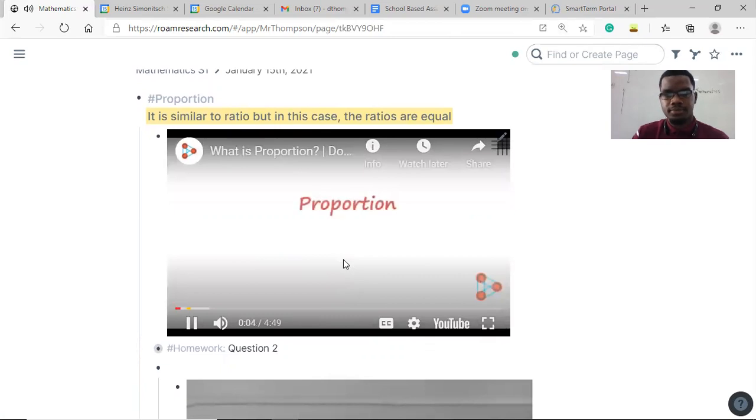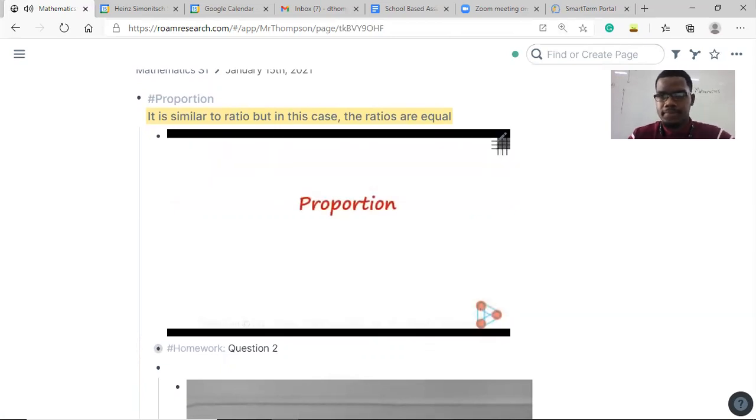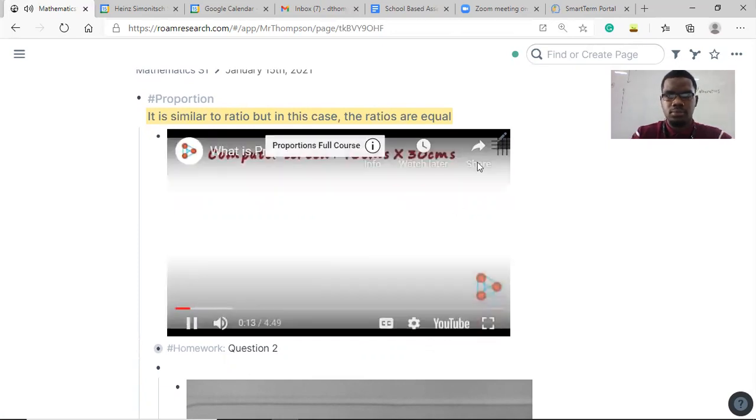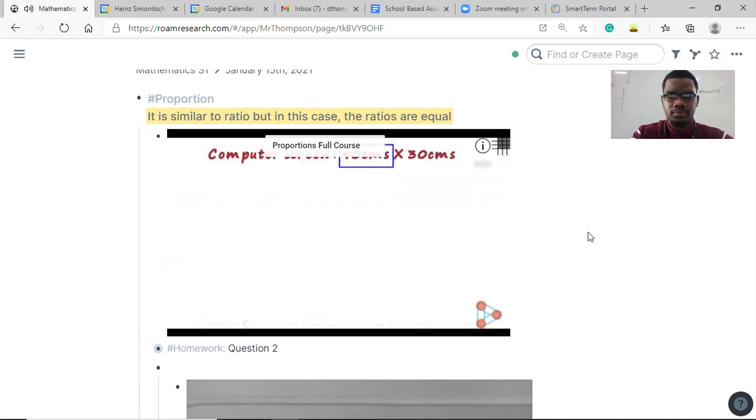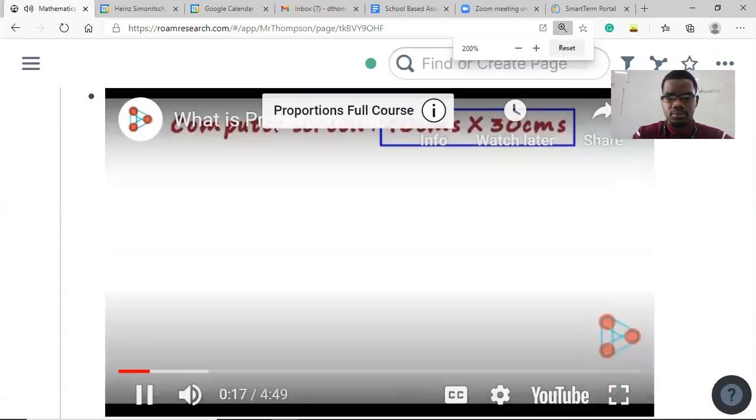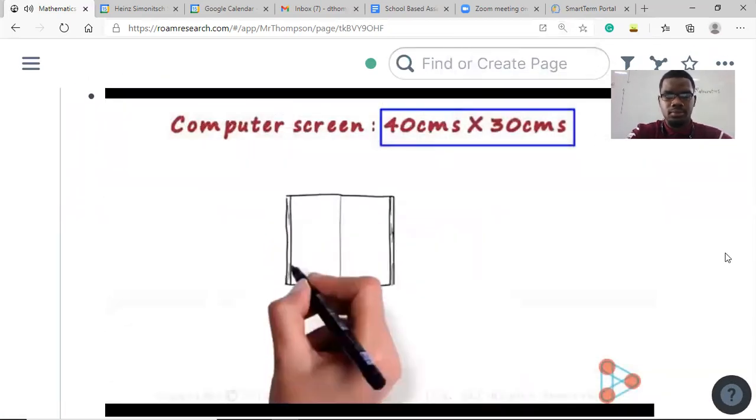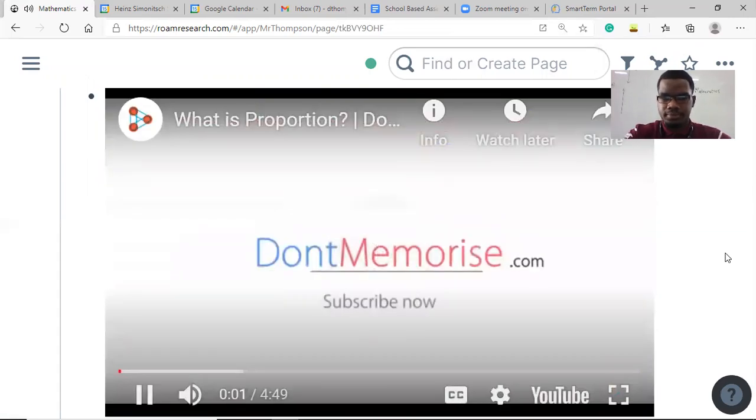Concept of proportion is very simple. All we need to do is understand a couple of simple examples. Assume you have a computer screen of the size 40 centimeters by 30 centimeters at home, and you've been asked to draw that screen. Let's repeat that.